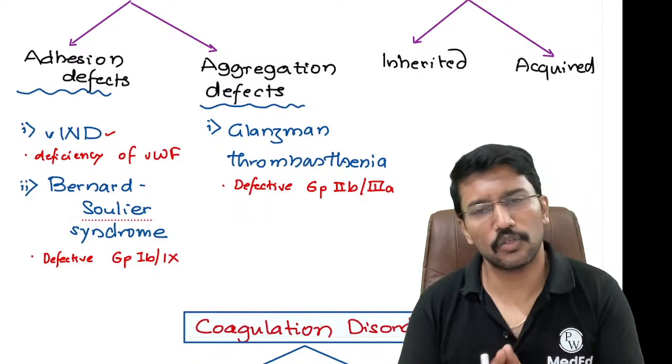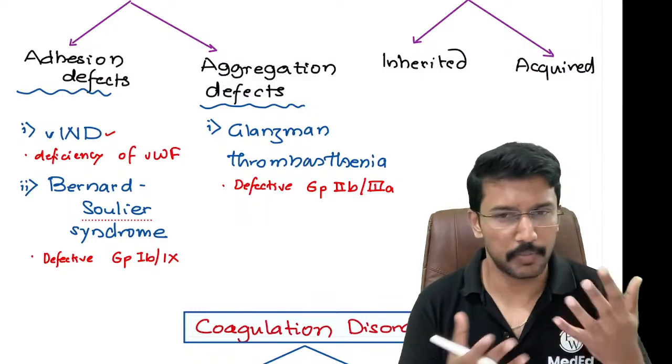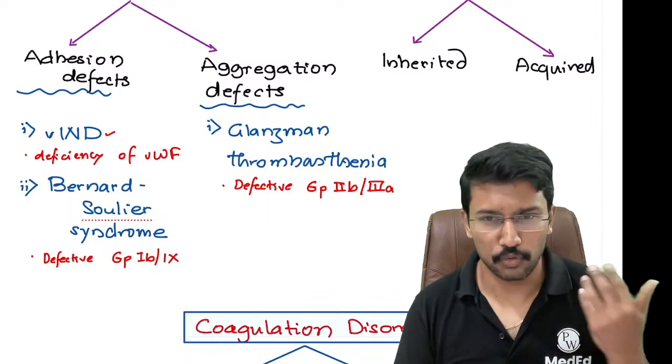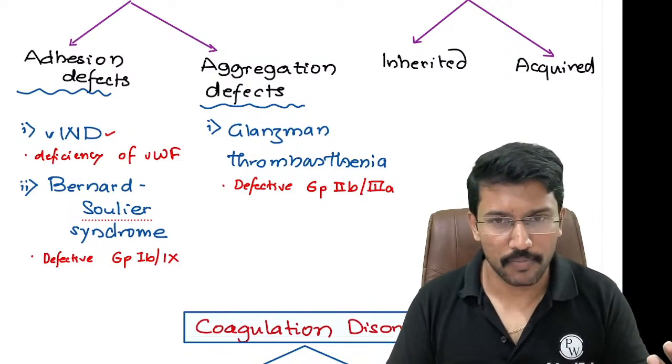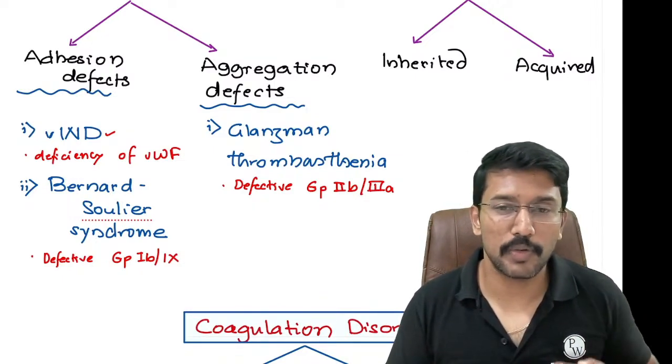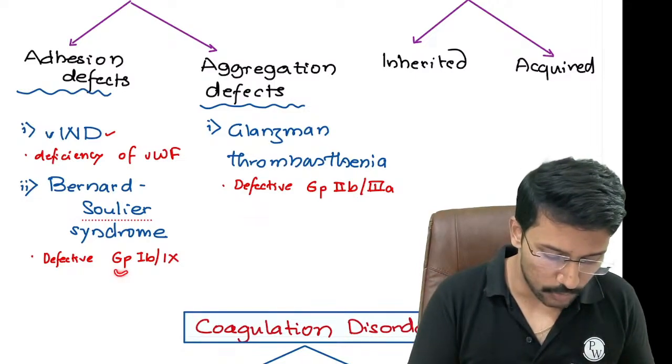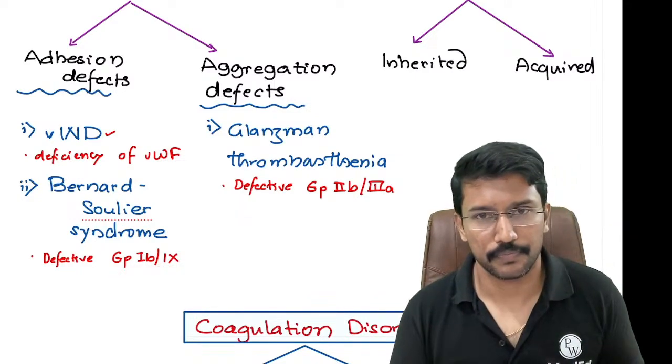Bernard-Soulier syndrome is another platelet disorder where patients will present with the same things that we discussed now: the superficial bleeds, petechiae, right? Elevated bleeding time. All of that is happening because these people have inherited abnormal glycoprotein GP1b9.